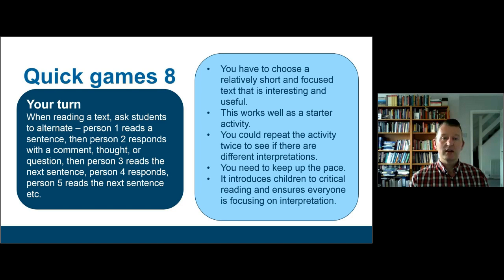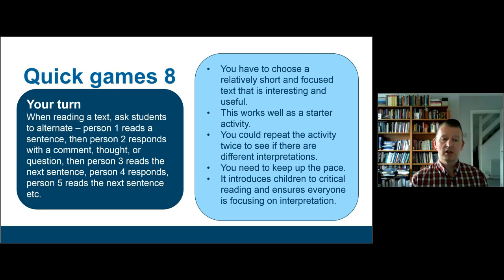This is a very easy but slightly different way to approach a little reading task. So instead of just taking it in turns to read a text out, or the teacher reading a text to the whole class, take it in turns. So start with person 1, who reads the first sentence. Person 2 doesn't read anything, but they have to respond by thinking on their feet to the first sentence, by either sharing a comment or a thought or posing a question in relation to that.